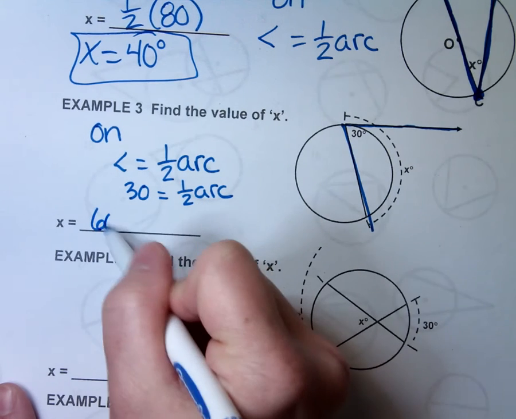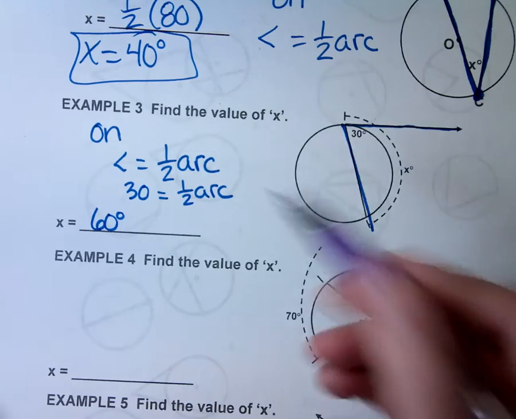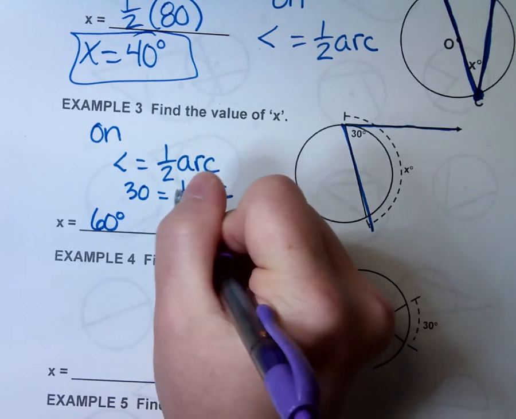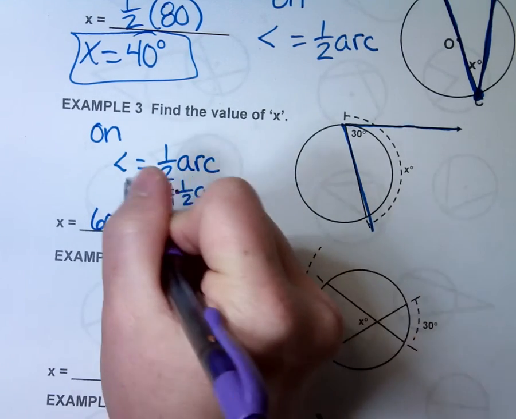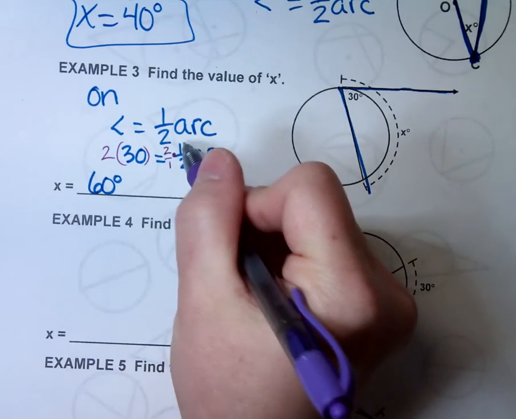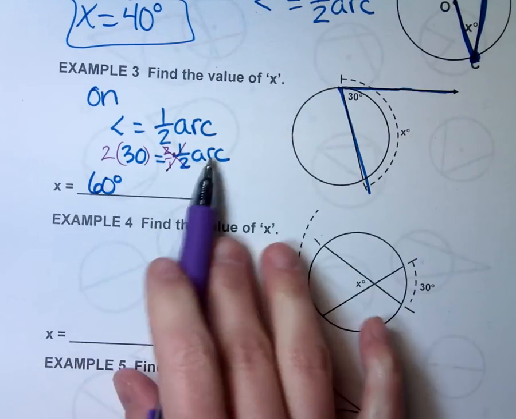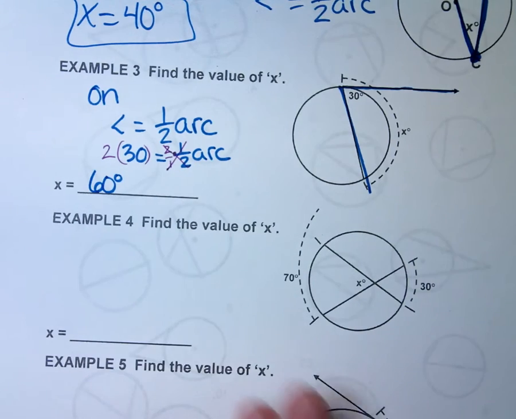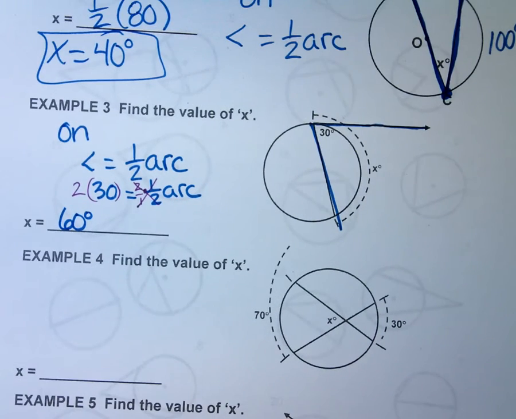So we're going to actually do that several times today. So I'm just going to show you here. If I want to get rid of the 1/2, then I can multiply this side by 2, and I can multiply this side by 2. That way these 2's and 1's just cross out, and then I get that the arc is 60. And of course you probably could have just figured that out in your head. If this is half of the arc, then this is going to be 60, because 30 is half of that.